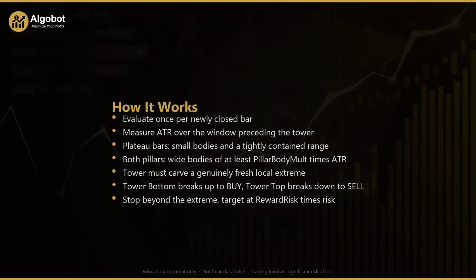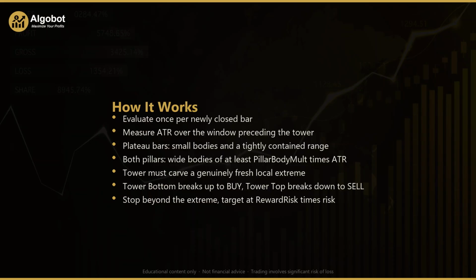The EA only evaluates once per freshly closed bar, so it isn't reacting to every tick. It also checks it has enough history, and it holds just one position at a time under its magic number, letting the stop loss and take profit manage the exit.